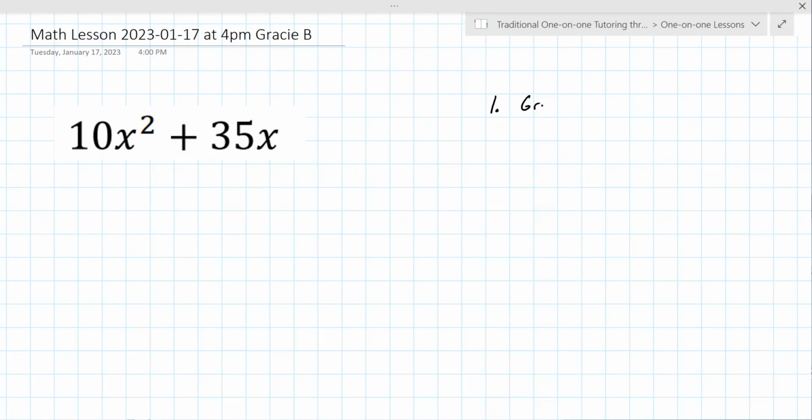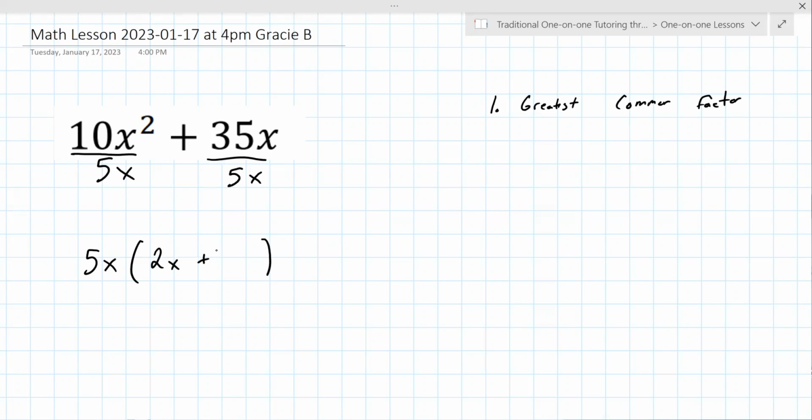That would be the greatest common factor, or GCF. Can you look at this and tell me what the greatest common factor is between these two? It's a number and a letter, if that helps. 5x. 5x, good. Okay. And then what goes in parentheses, there's a couple of ways to do this. One way I've been showing students lately is you actually divide each of these by that greatest common factor. So it would be 2x plus 7.